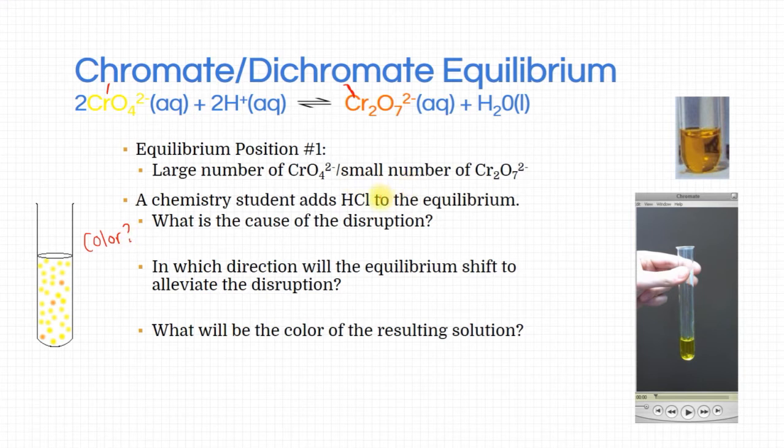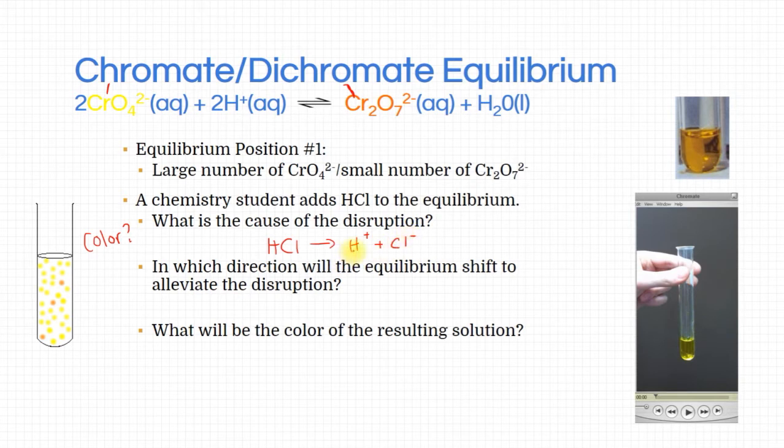Okay. And then the next question is, if we add a bunch of HCl to the equilibrium, what are we doing? What are we adding? So what I'm looking for here is the fact that HCl is basically 2 pieces, right? So if I put HCl into water, it's going to ionize because it's an acid.